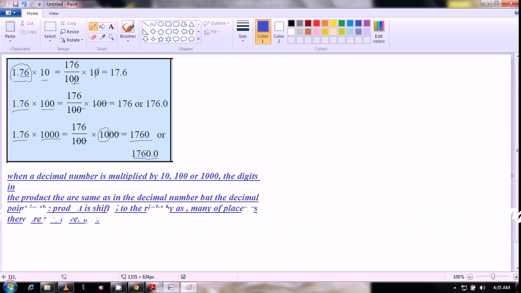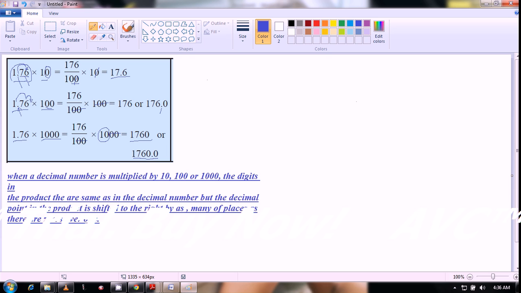Now observe what happened. Here it was 1.76 multiplied with 10. What happened in the result is that the decimal point which was here has shifted to here. So because of one 0, the decimal point shifted by one place and we got 17.6. Now this again, the decimal point was here. When we multiplied with 100, the decimal point shifted to here, that is one place, two places. The decimal point came here, so we got 176.0.